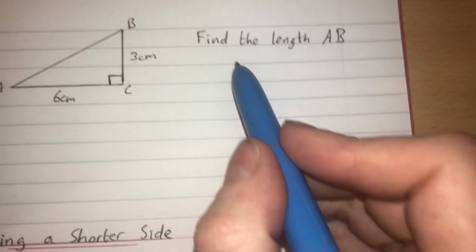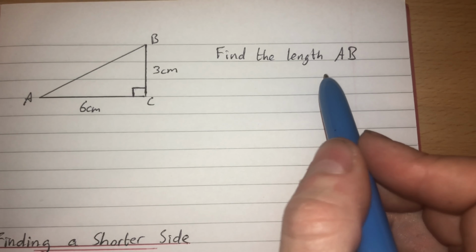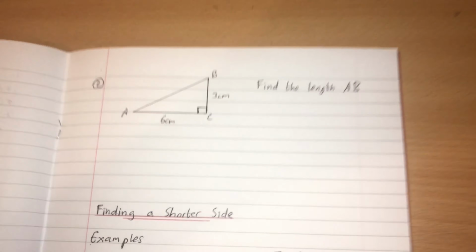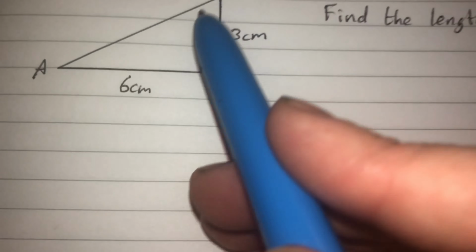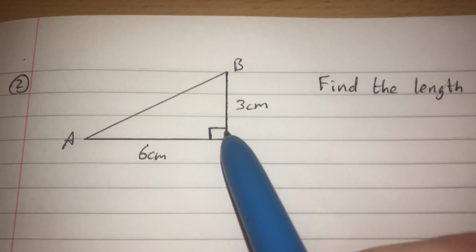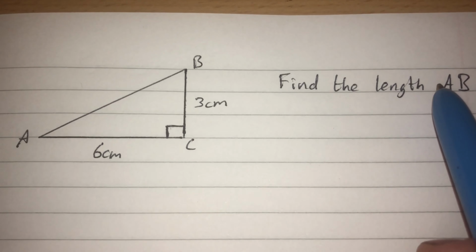And again, just another way which the question might be worded. In the last example, you saw that they called the missing side x and gave it a letter. Sometimes they might label the corners of the triangle. So here we see a triangle where the corners have been labelled A, B and C, and they've asked us to find the length AB.